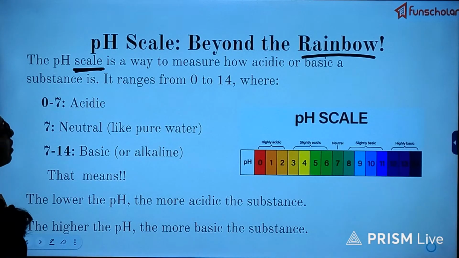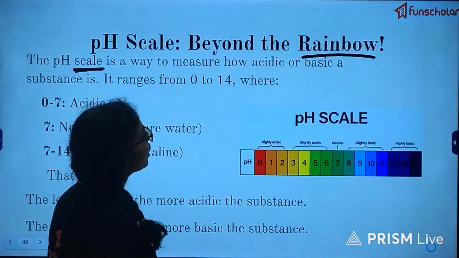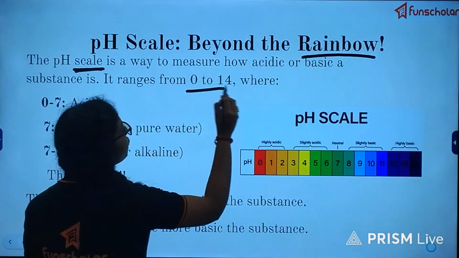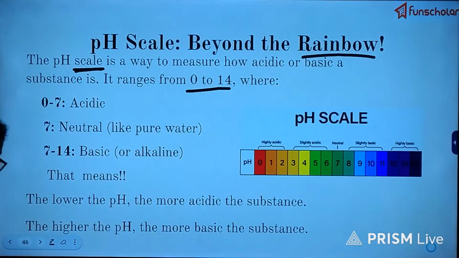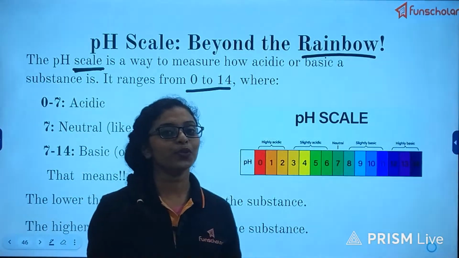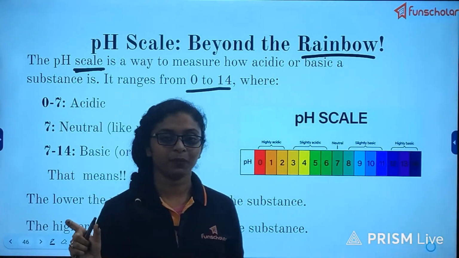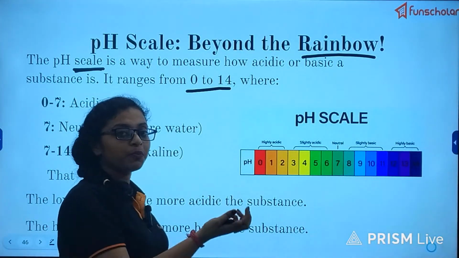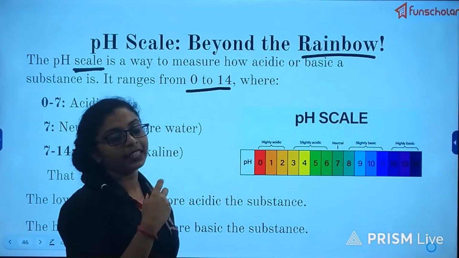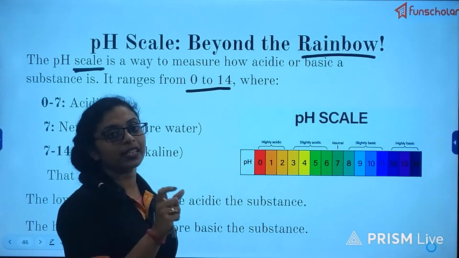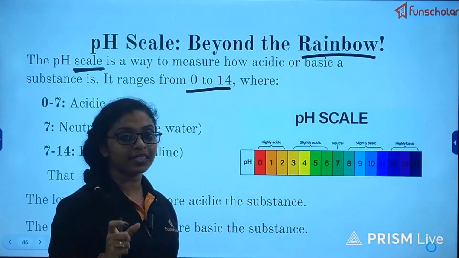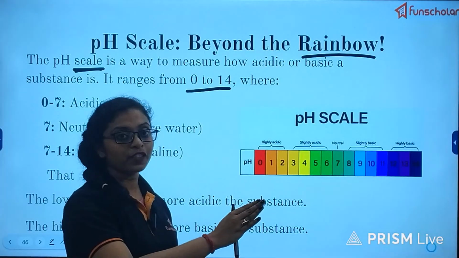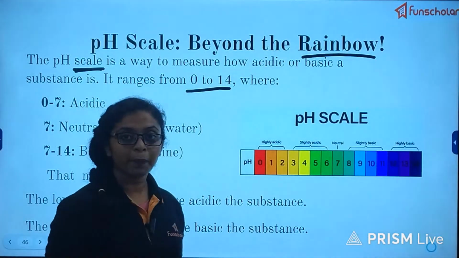The pH scale is a way to measure how acidic or basic a substance is. It ranges from 0 to 14. In this slide we will learn how to read and understand the pH scale. The pH scale gives me a proper understanding of whether the substance I'm talking about is acidic or basic. Even if it is acidic, is it a weaker acid or a stronger acid? Likewise for basic substances as well.